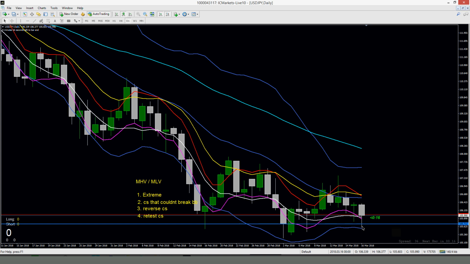Obviously right now you have a second retest at this particular point. The second retest also tells us there's another story over here, because now you know this is a sideways BB, a sideways Bollinger Band.